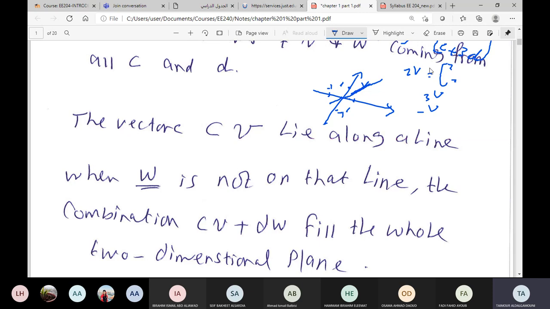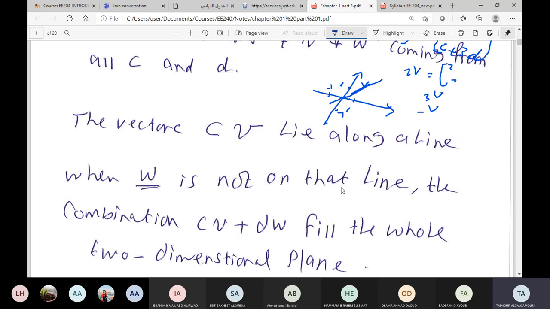So cv lies on a line. If we multiply a vector by a constant, it will be either in the same direction or in the opposite direction, okay? But it will move along a line. So cv is a vector that lies along a line.